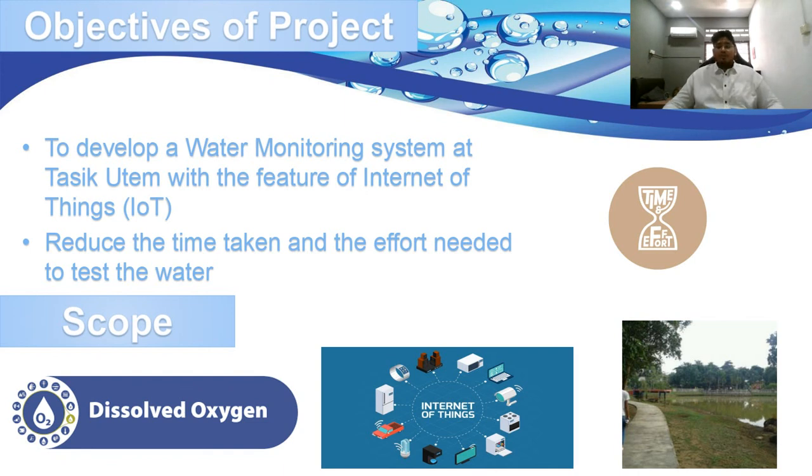After this, let's go to the scope. My main scope is dissolved oxygen. Dissolved oxygen level is very key in finding the pollution level of a body of water, and in this case, UTeM's lake. If the dissolved oxygen level is high, that means the water is clean and healthy. And if the dissolved oxygen level is low, that means that there's not much oxygen in the water for living things to respirate from, such as fishes and bacteria that break down dead materials.